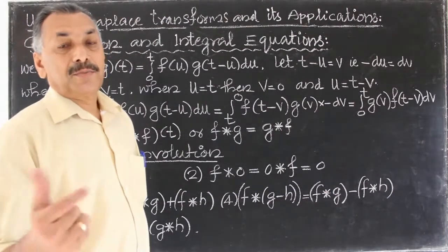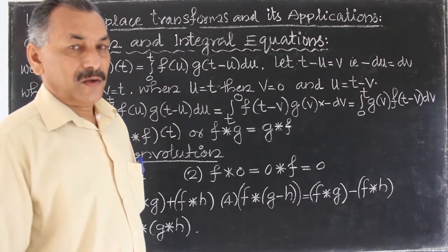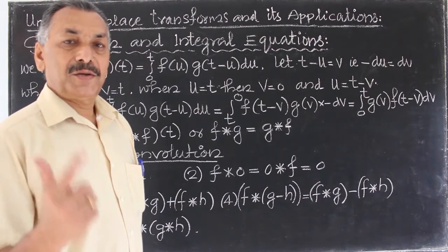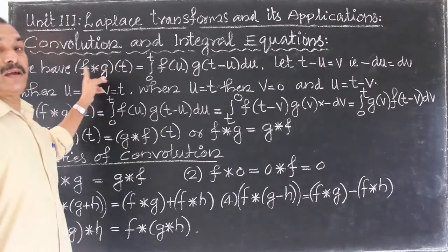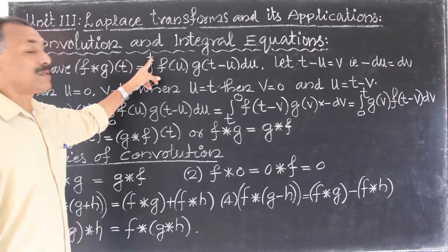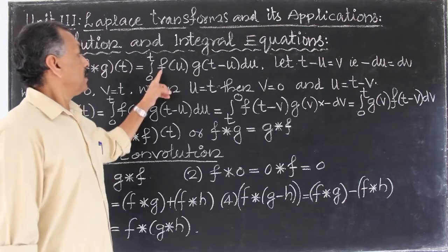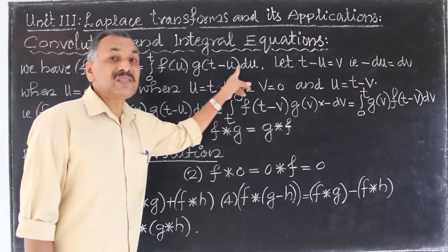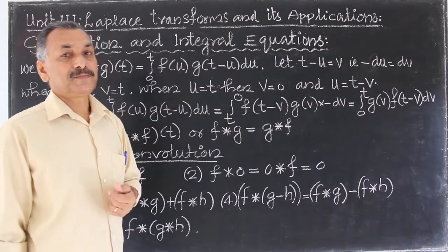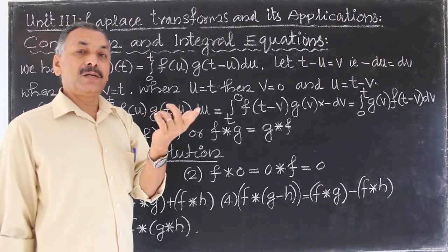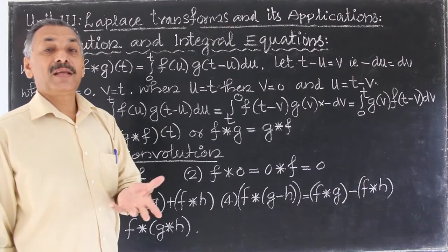Next, we consider certain properties of the convolution. F after g: if f and g are any two functions of t, then what is f after g? F after g of t is equal to the integral from 0 to t of f of u g of t minus u du. Again, u in f of v g of t minus v dv. The variable u or v, the value of the integral is the same.